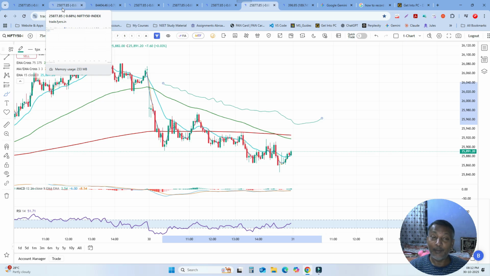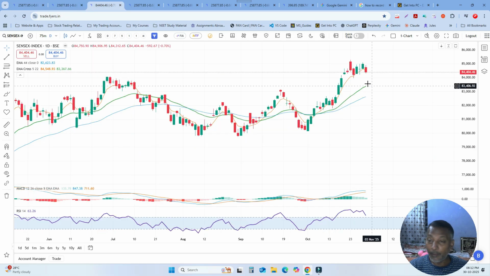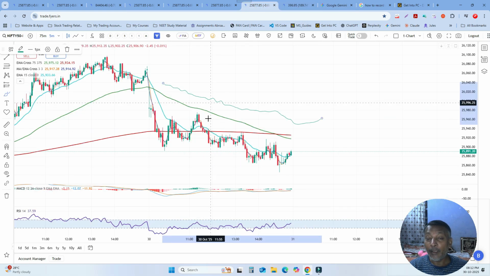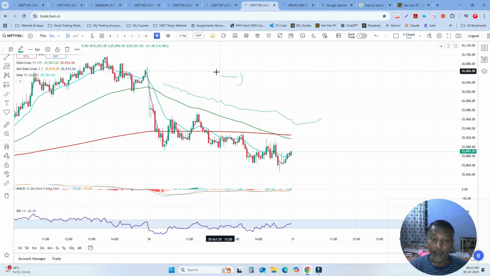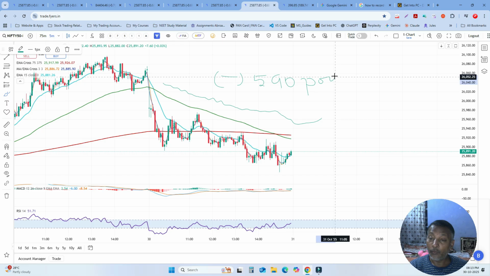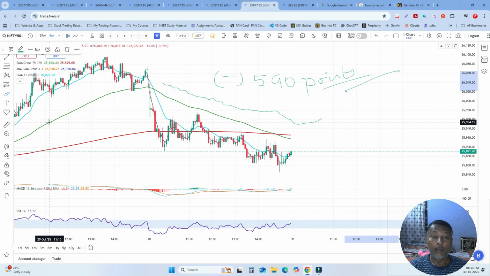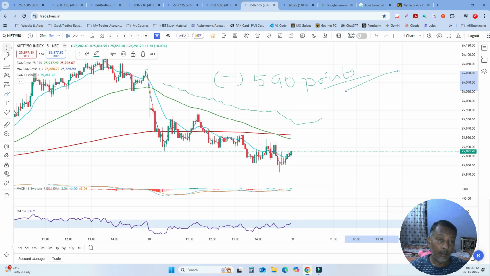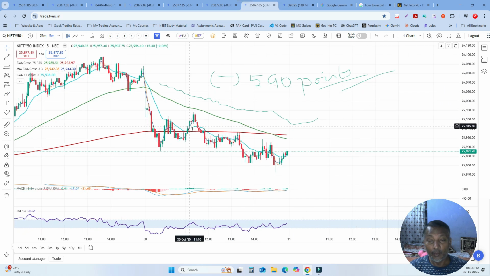The difference really made a big difference, because even as per my expectations the market fell around 600 points. It fell minus 590 points, but it did not fall in the way I expected. So what happened here? It completely changed the picture.